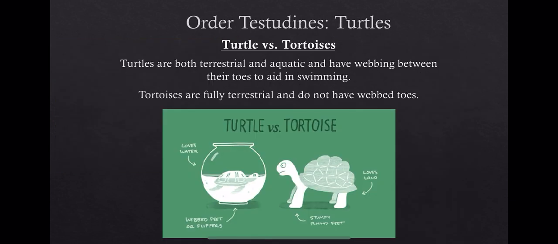Differences between turtles and tortoises. Turtles can be both terrestrial and aquatic, and they have distinct webbing between their toes to aid them in swimming. Tortoises are going to be fully terrestrial. They do not have webbed toes. They do not live in the water. They do not swim. Okay?